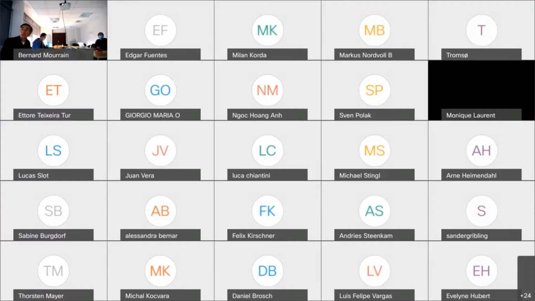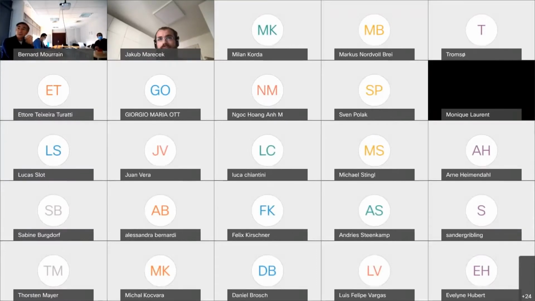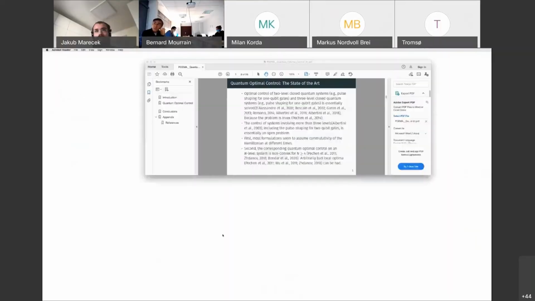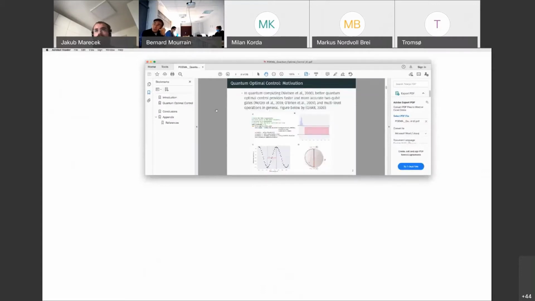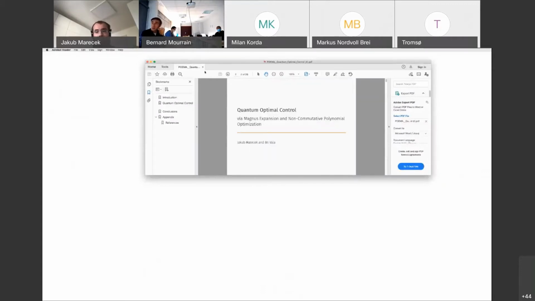So the second talk will be given by Jakub Marecek from University of Prague. So we will talk about quantum optimal control and again about non-commutative polynomial optimization.